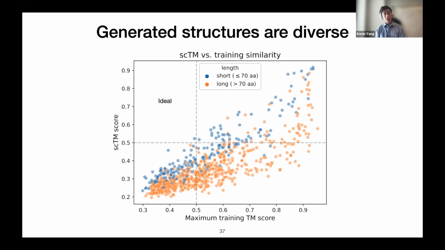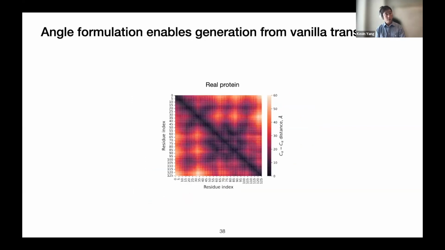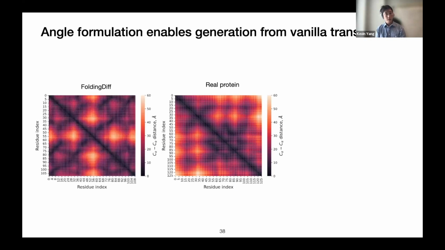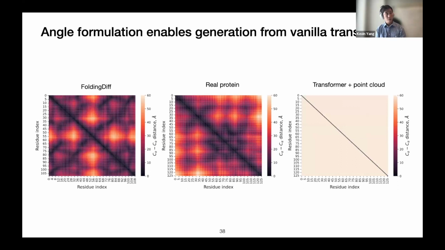And we also check to make sure that the angle formulation combined with the vanilla transformer is sufficient. So here is, for example, the C-alpha distance map from a real protein. Here's something we generated with FoldingDiff. If you use a point cloud instead of the angle formulation in the transformer without equivariances, you don't generate any of these high-level distance contacts.